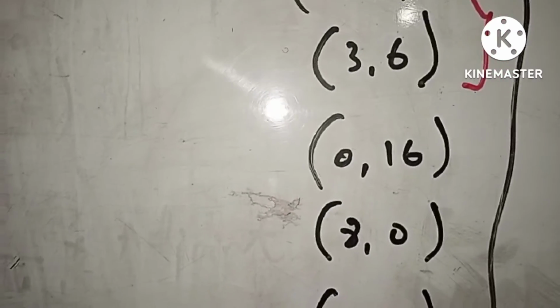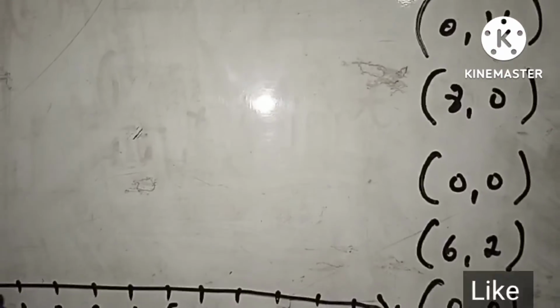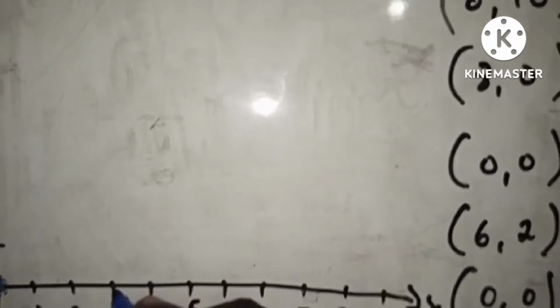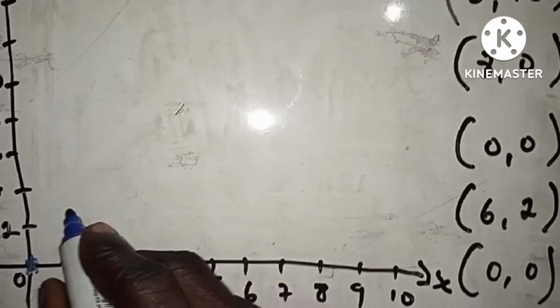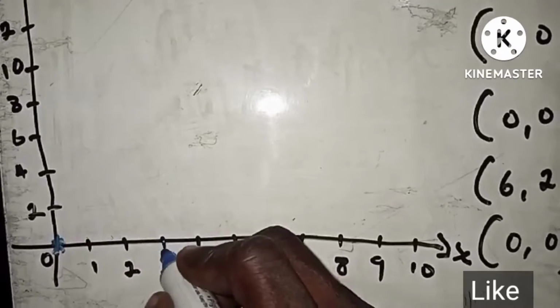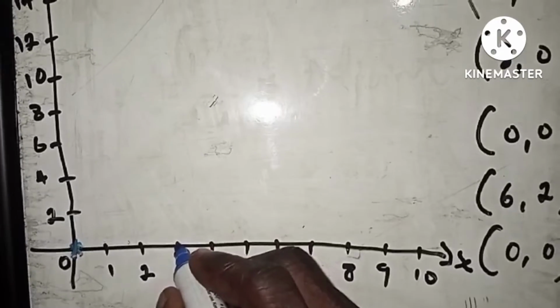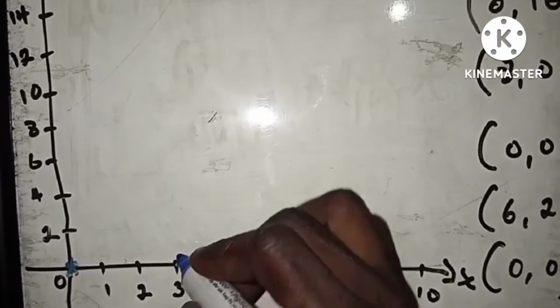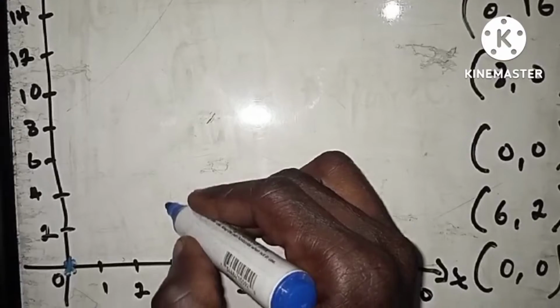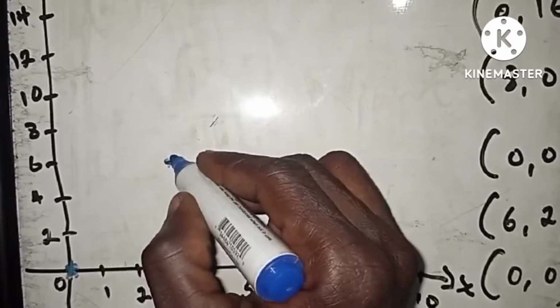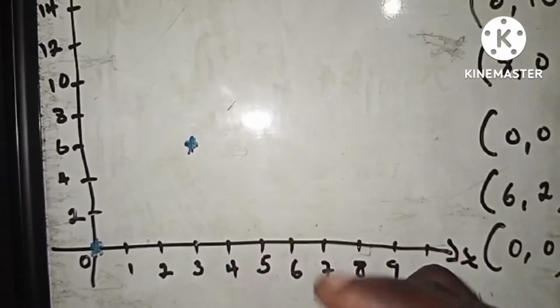The second point I'm having there is 3, 6, meaning that x is equal to 3. So where is 3? 3 is here. And then you don't go this way, neither do you go this way. You move up, or if it is negative, you go down. So 3 here, in this case you have 3, 6. So from 3 here, you move straight up to 6. So 6 is somewhere here. Is that okay?